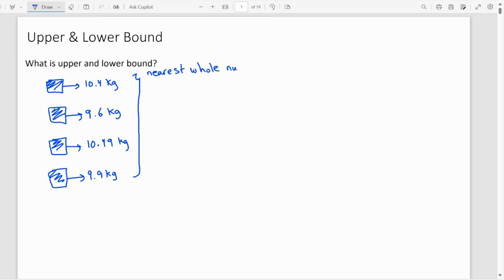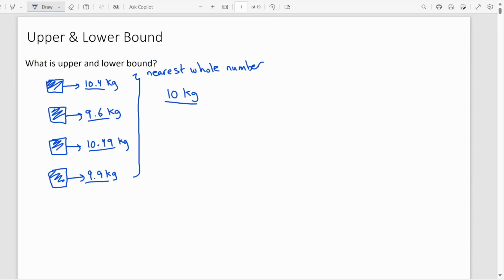Okay. Now, if every student submits his weight, every single student will submit 10 kilogram. Because this rounds to 10, nearest whole number, and this rounds to 10, and this rounds to 10, and this as well rounds to 10. So you have 4 different weights that are in reality kind of different, slightly vary. However, to the nearest whole number, they're all the same.